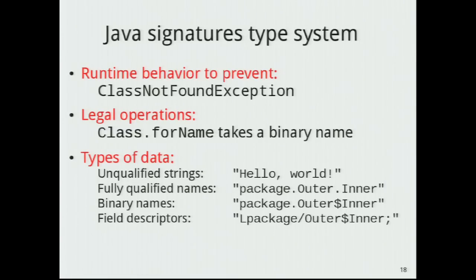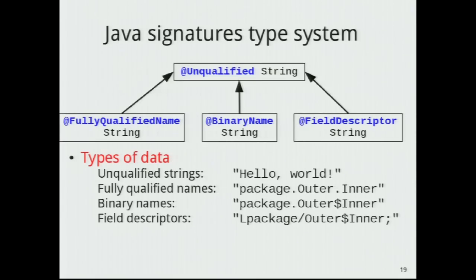And these are all used in different parts of the JDK and the JVM, and you'd better not mix them up, because if you do, bad things happen. Here's the hierarchy. We have unqualified strings at the top, and then we have these 3 other types, and they must be kept separate. It's actually quite important that they be kept separate, and none is a subtype of the other. None can be used where the others are supposed to be used.